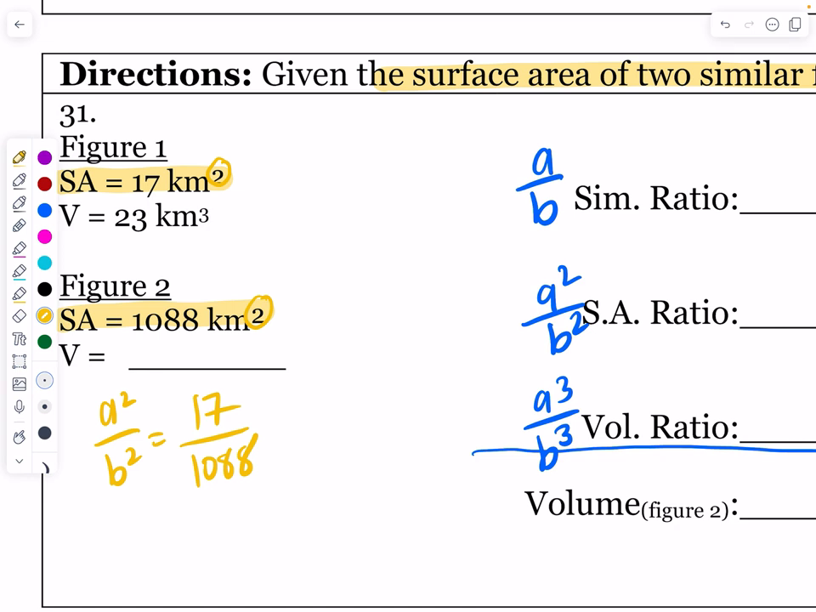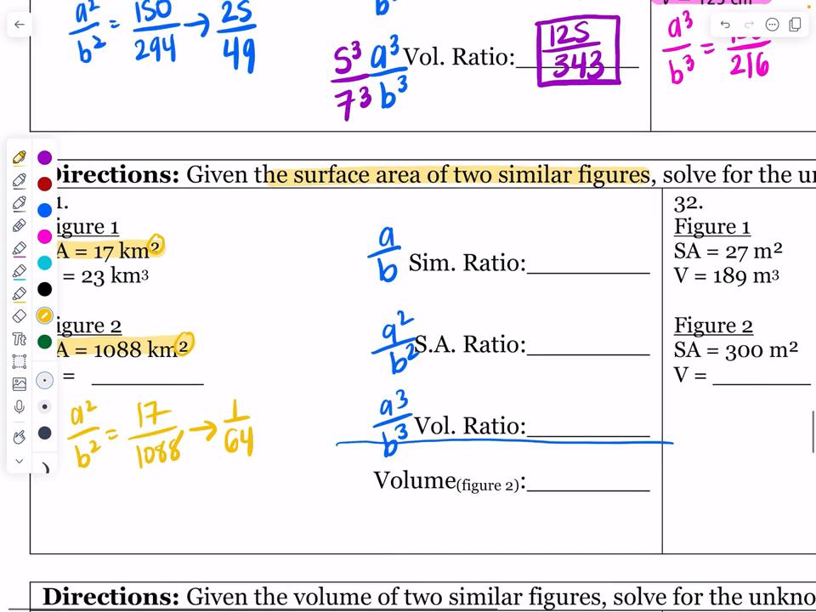We can simplify that as a fraction, I believe. That is 1 over 64. So I'm going to fill that in for level 2 surface area ratio. 1 over 64 is my surface area ratio. If that is 1 over 64, how do we get our similarity ratio? Well, we take the square root of 1 and the square root of 64 because we're going from something that is squared to something that is not. So that's 1 over 8.